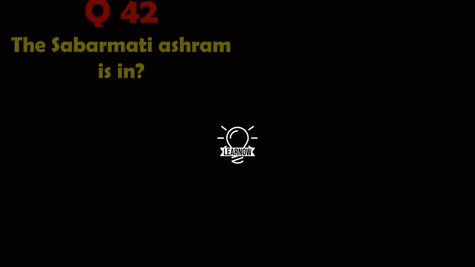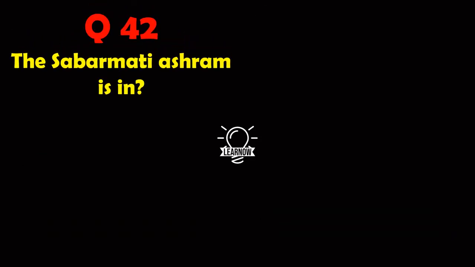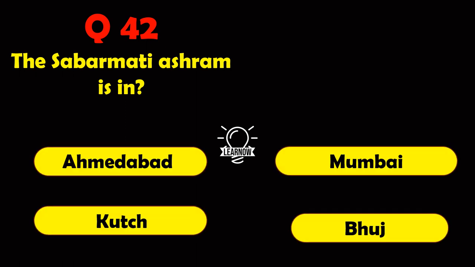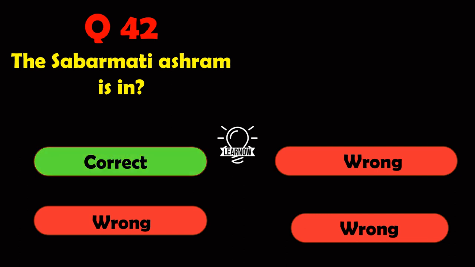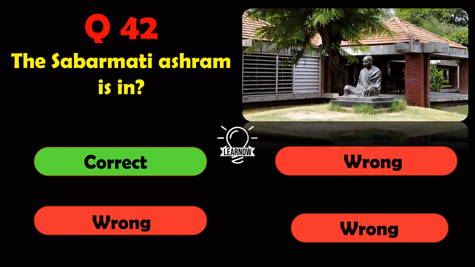Next question, question number 42. The Sabarmati Ashram is in. Let's find out where Sabarmati Ashram is. The options are Ahmedabad, Mumbai, Kutch or Bhuj. Is it in Kutch? No. Is it in Mumbai then? No, Mumbai is also wrong. Is it in Bhuj? Bhuj is also wrong. We are left with Ahmedabad. So Ahmedabad is the correct answer. Gandhiji's Sabarmati Ashram is in Ahmedabad.